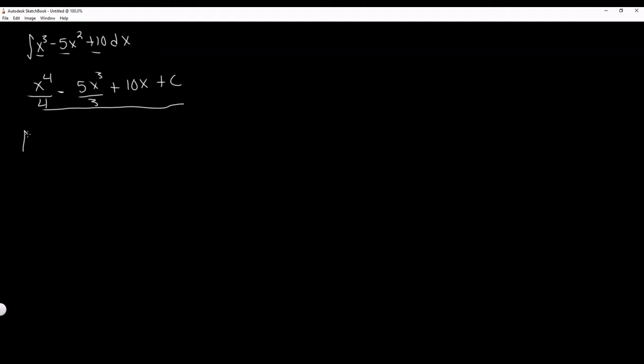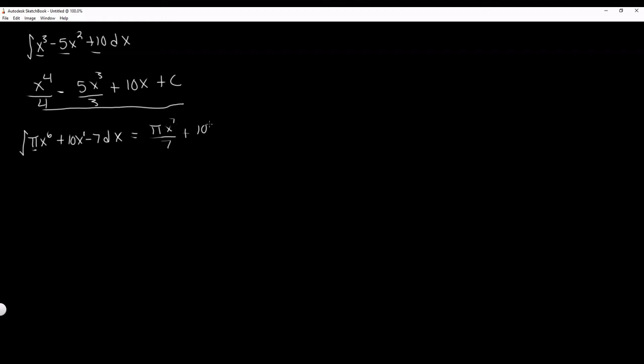Say we had the integral of pi x to the 6th plus 10x minus 7 dx. Well, we do it the same way. We integrate each one separately. Pi is a constant, so it just comes along for the ride. This would be equal to pi x to the 7th divided by 7 plus 10. So this is an implied first power.